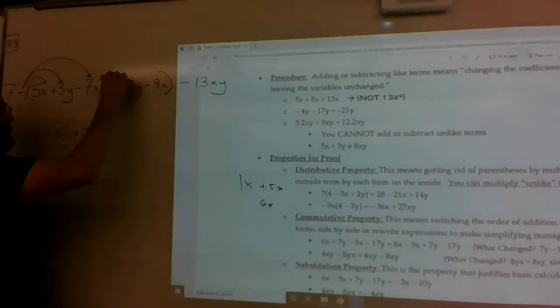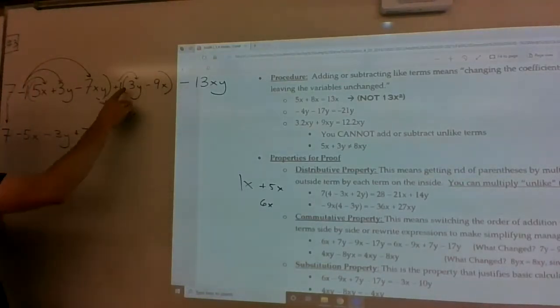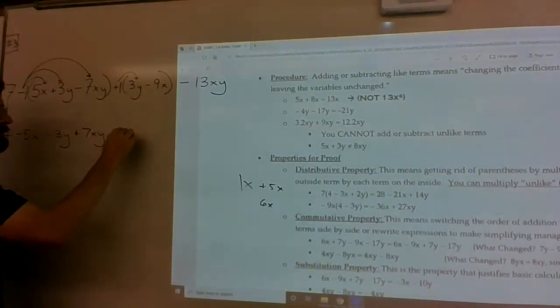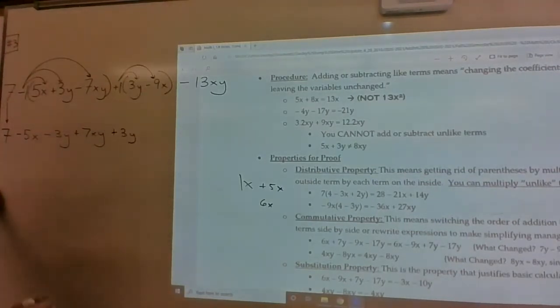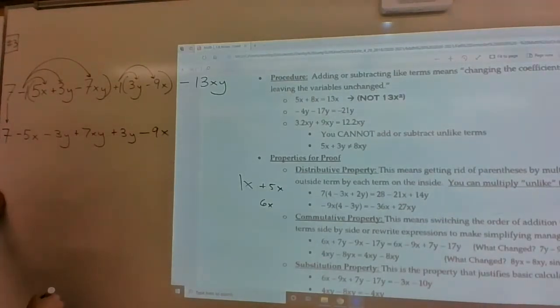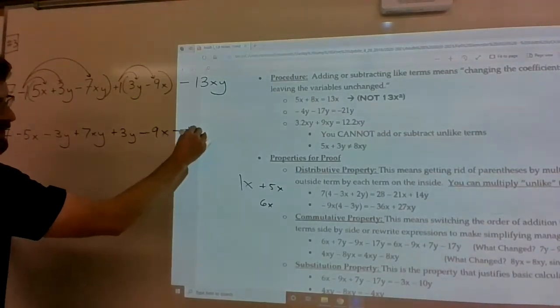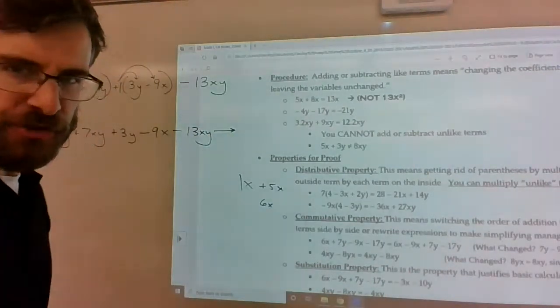In this group, you take a positive 1 times 3y. Multiplying by 1 changes nothing. It's still a positive 3y. Taking a positive 1 times a negative 9x, nothing changes. It's still a negative 9x. And this minus 13xy is still chilling in the background. This is the distributive property step.